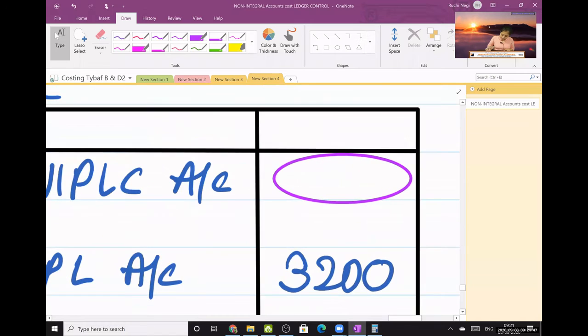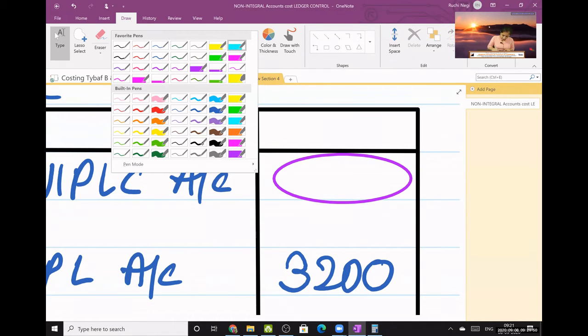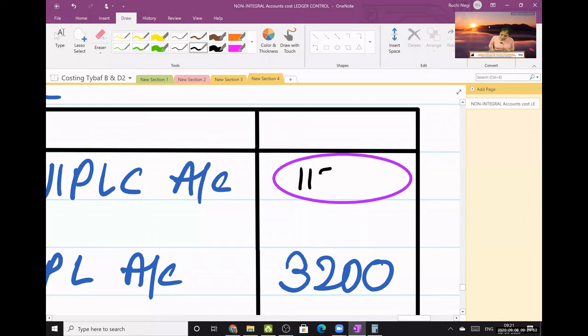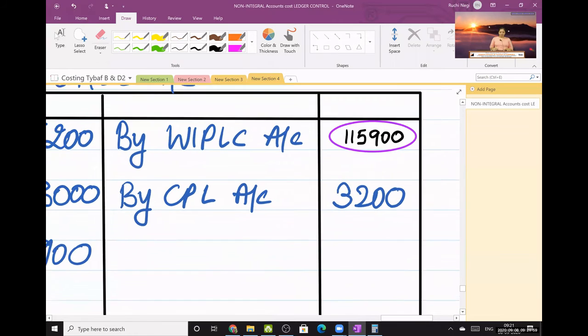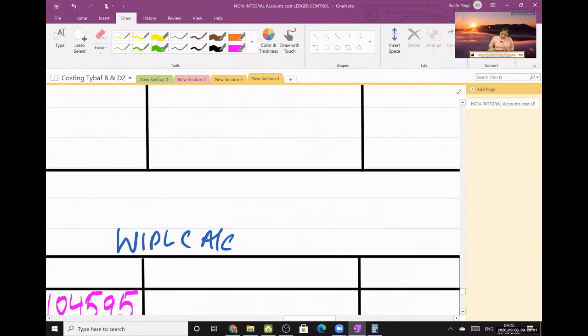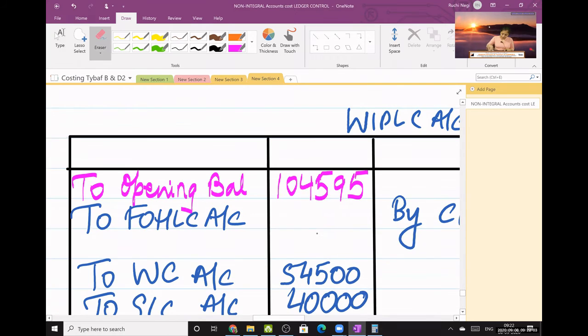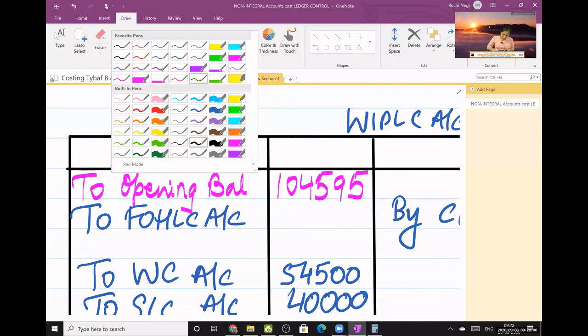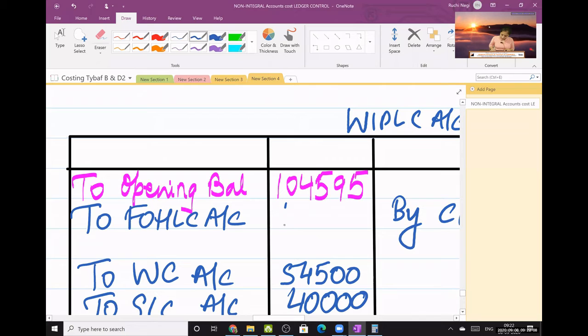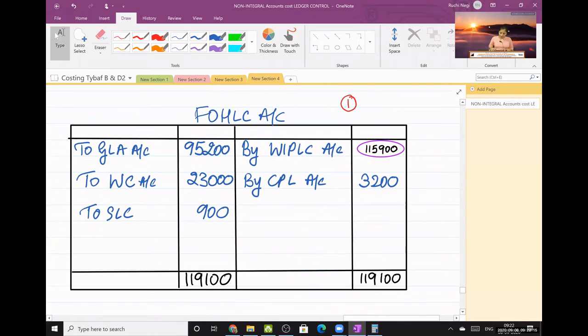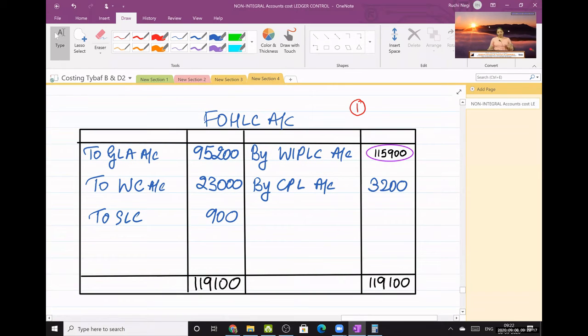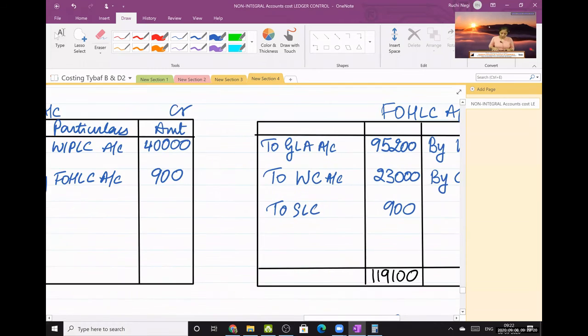Okay, so I'm writing it here inside. 1,15,900. This is my charge payment. Now the second effect will be WIP here, 1,15,000. Okay. Here. Now close the stock.